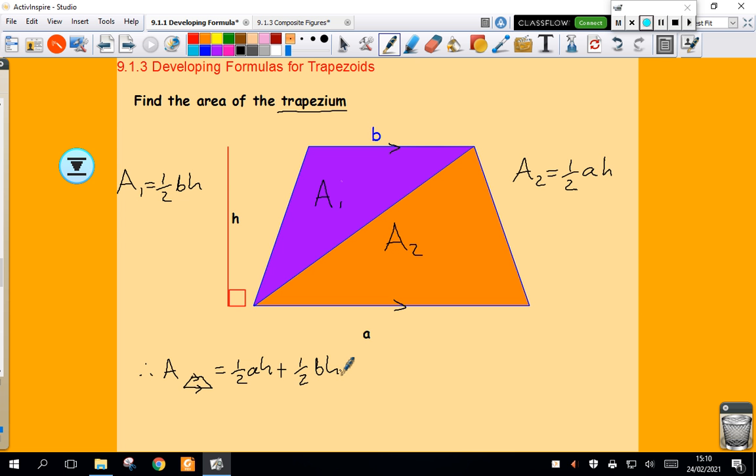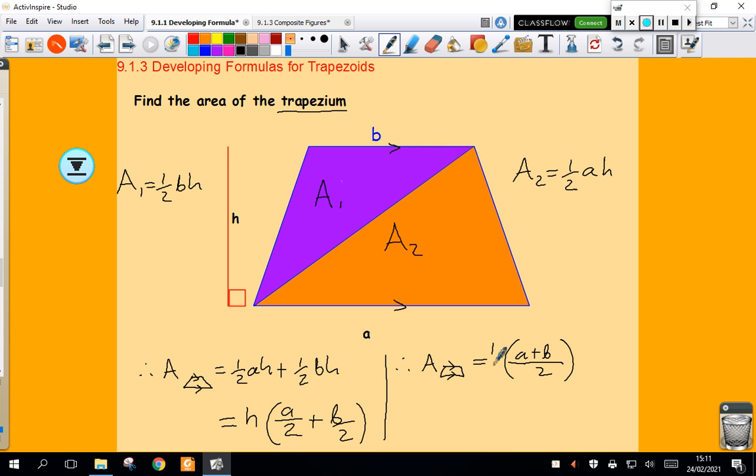And I can actually do a bit of algebra here. I'm going to factor out the H. I can write that as H times, and half of A is just A over 2, so H times A over 2 plus, factoring H out of the second term, half of B is just B over 2. Combining these two terms into a single fraction, we get that the area of the trapezium is equal to, well, common denominator there is 2, and that's A plus B on the top, multiplied by H. H times A plus B over 2.